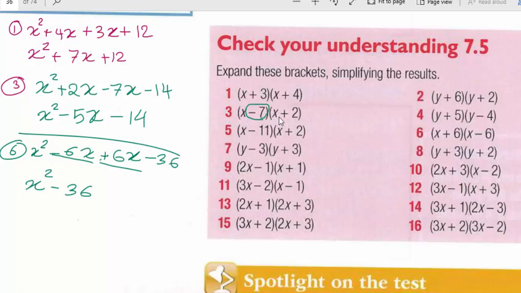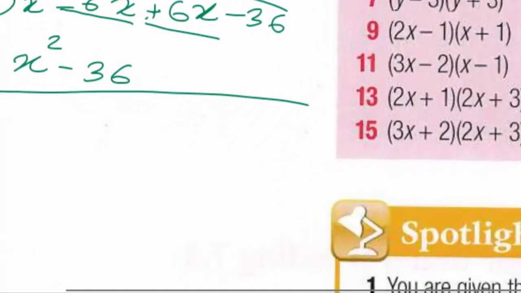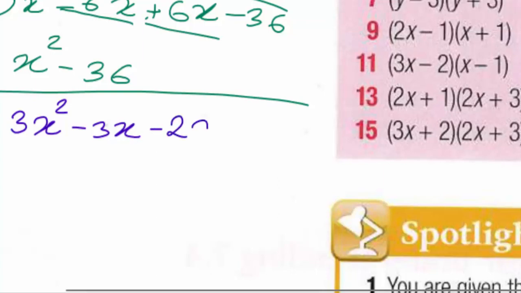Question 11 has two negatives. Let's see how this affects the answer. Question 11. 3x times x will be 3x squared. 3x times negative 1 will be minus 3x. Negative 2x times x will be minus 2x. Negative 2 times negative 1 will be positive 2.